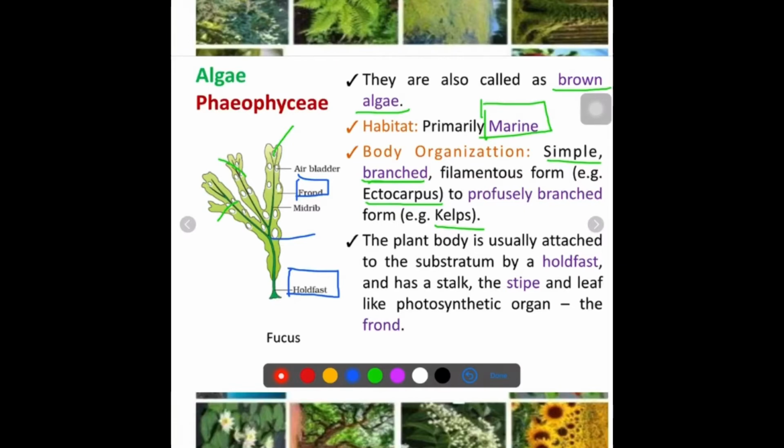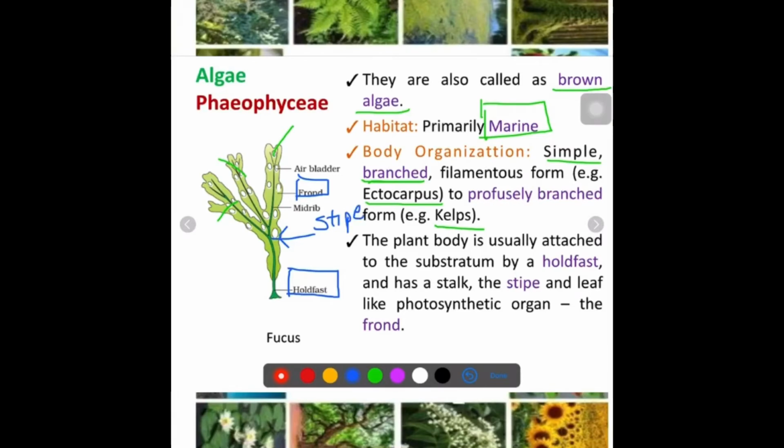So here the holdfast is attached to a substratum. Substratum means the surface on which the algae grows. So it's something like a root. Along with that, it also has a stem-like portion, and we are calling it a stipe. A stipe can be observed in it. So this is a stipe.